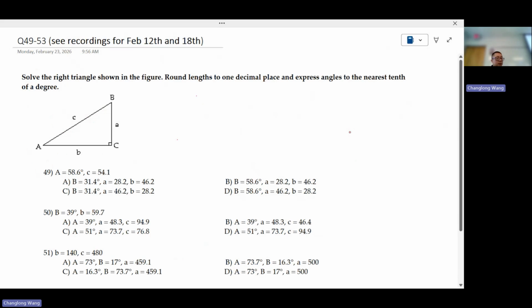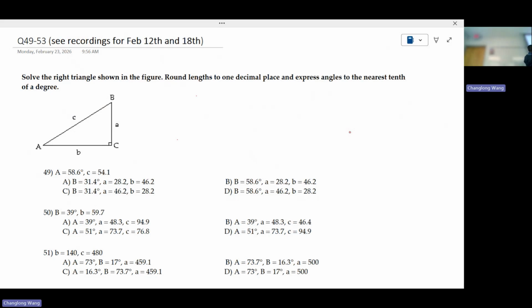Now, these 4 questions, I think we did something very similar to those kinds of questions on the 12th and 18th. So again, watch the recording if you want. They will be talking about the same problem with different numbers. But I think you should definitely be able to learn from the problem itself, not just the numbers. But there are 2 situations.